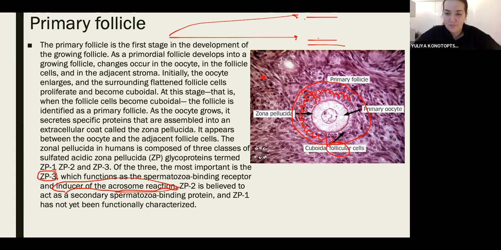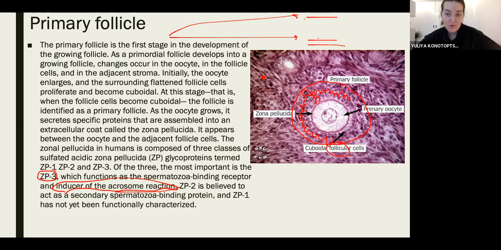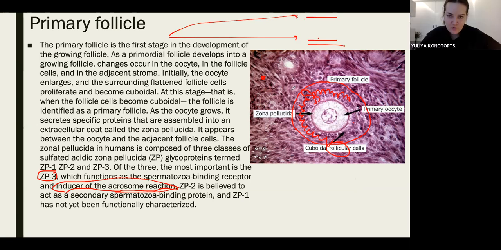So let's do it again. How do you call the tissue outside of the primary follicle? Theca folliculi. Right now, this is just theca folliculi. But at the later stages, like in the secondary follicle or the tertiary follicle, this theca folliculi will differentiate into two layers. How do you call these two layers? Interna and externa. Externa is, of course, the one which is outside. So it will just have smooth muscle cells, nothing interesting. But what will the theca interna have?